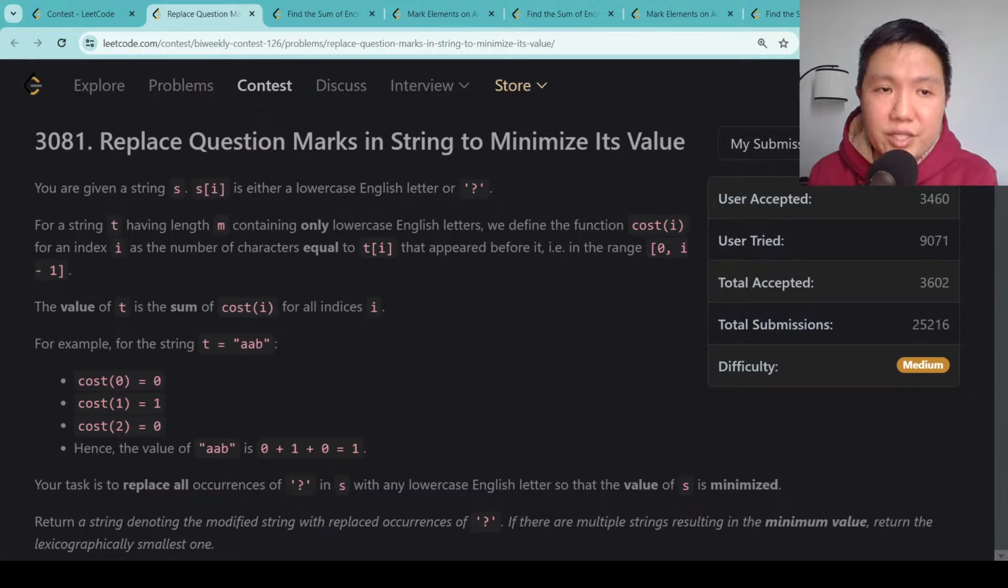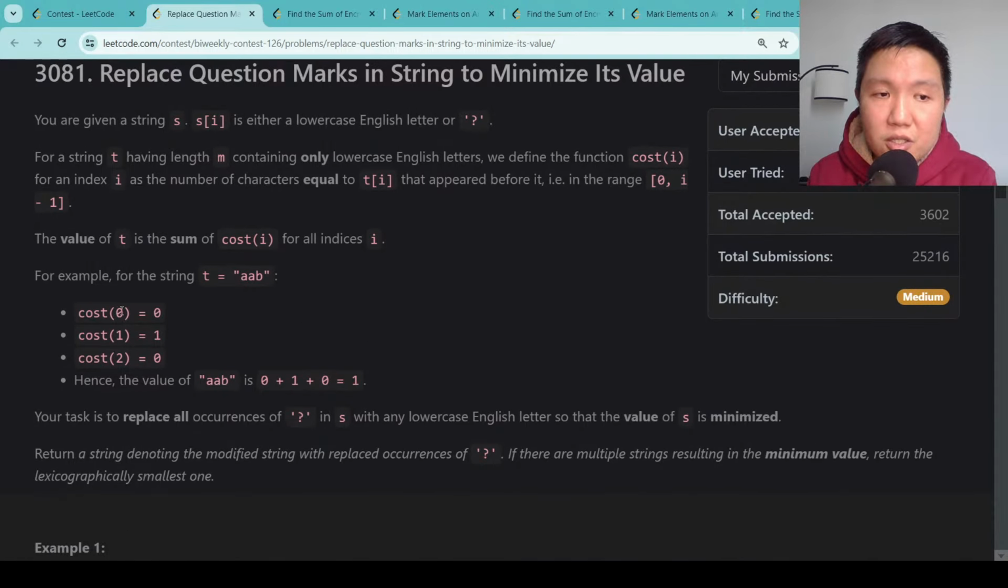Okay, question 3. Replace question marks in a string to minimize its value. You're given a string S, and every character in S is either a lowercase letter or a question mark. For a string T of length M with only lowercase English letters, define cost as the number of characters equal to T_i that appear before it. So for instance, in ABB, the cost of this guy is 0, there's no A's before him. This guy's cost is 1 because of 1 A before him, and the cost of B is 0 because no B before him. Okay?